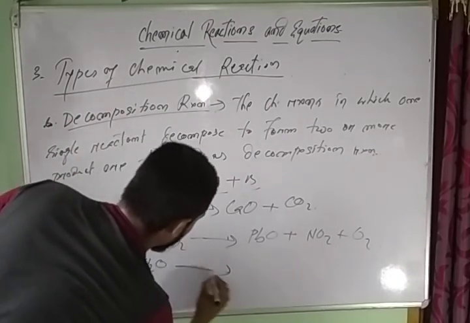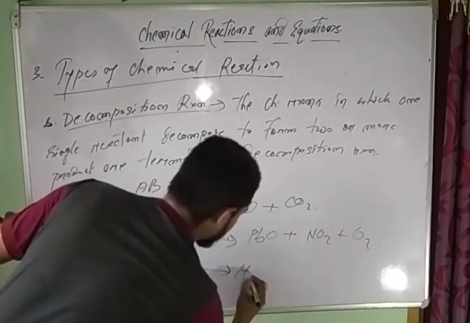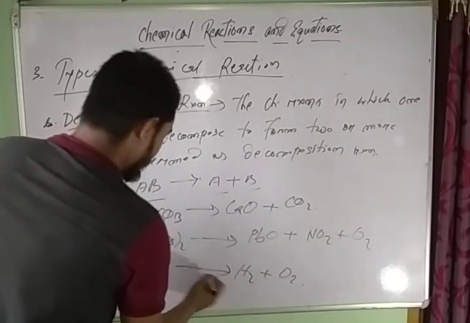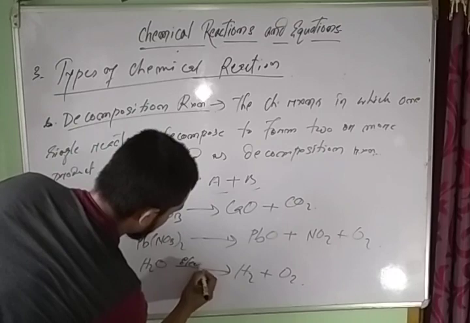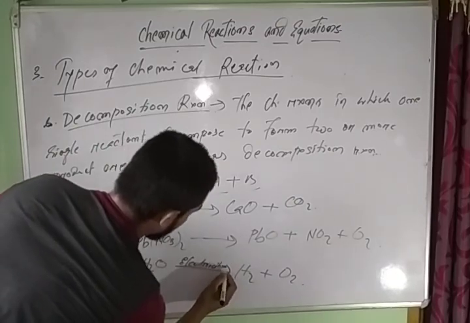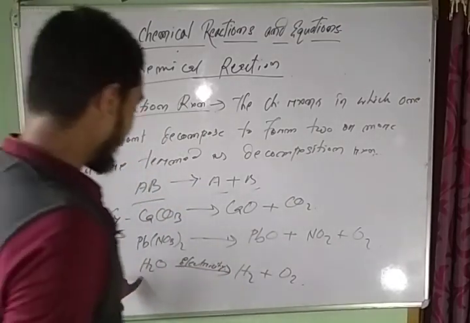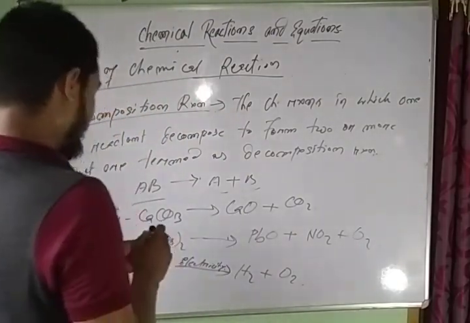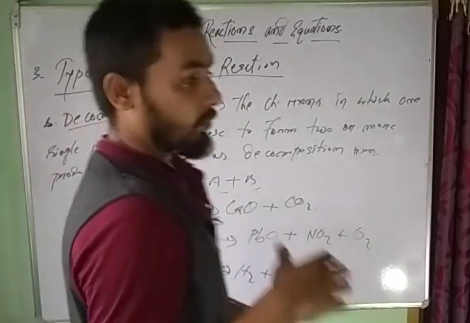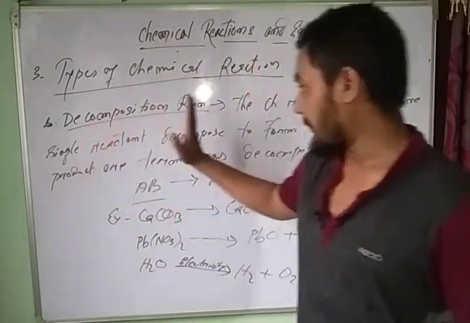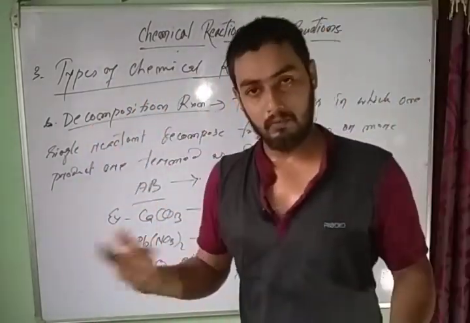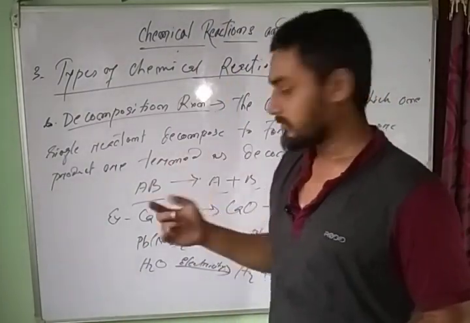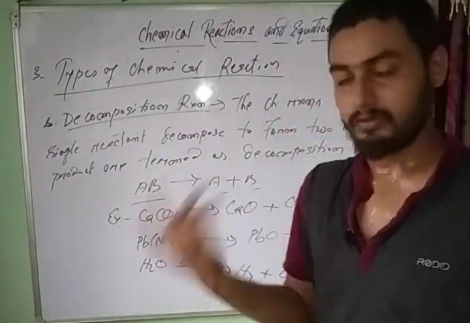H2O. The reverse is also possible: H2 plus O2. If we pass electricity through water, it will decompose to form hydrogen and oxygen. So this type of chemical reactions in which one single reactant decomposes to form two or more products are called decomposition reaction. For example, these are the example. You took the screenshot.